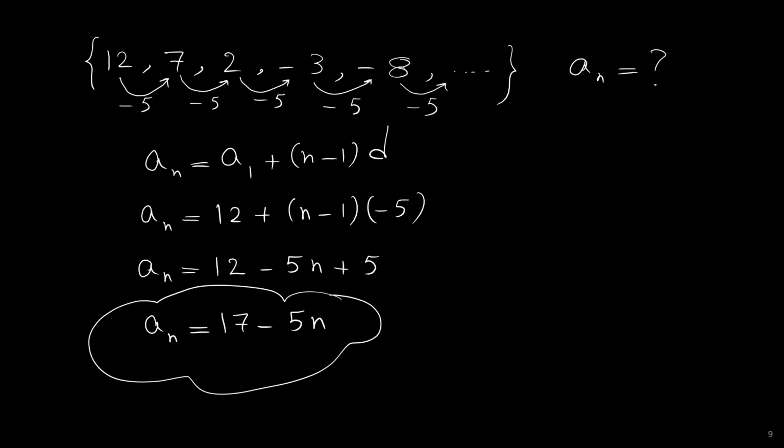So this is the formula for the nth term of this sequence. If you want to make sure that this formula is correct, you can test it. For example, let's find the fourth term of this sequence with the formula. We have to plug in 4 for n. If we plug in 4, we get 17 minus 5 times 4. 5 times 4 is 20. 17 minus 20 is negative 3. And if you look at the sequence, you can see that the fourth term of this sequence is also negative 3.